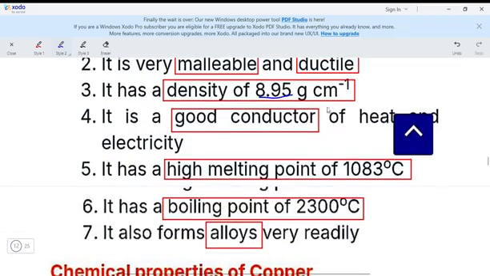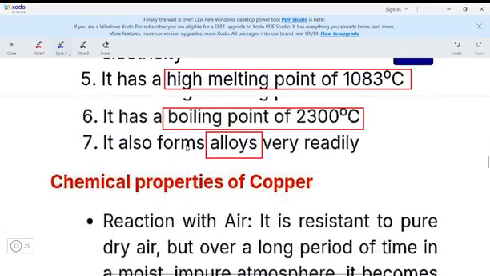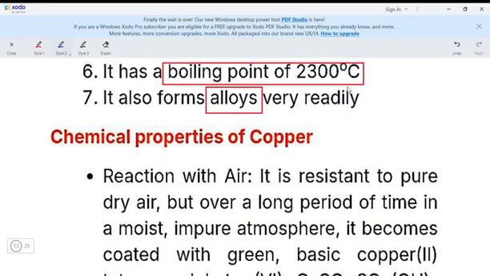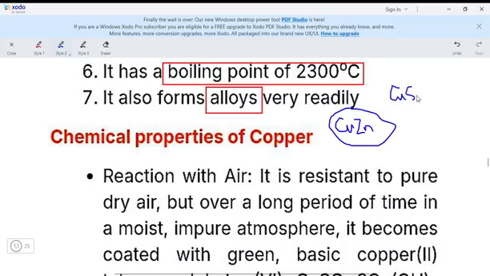It is a good conductor of heat and electricity, since it's a metal. It has a high melting point, meaning it takes a long time before it melts, 1083 degrees centigrade. It has a boiling point of 2300 degrees before it boils. Then it can form alloys. There are different alloys of copper, like brass, which is copper and zinc, that come together to make the metal harder. Also bronze, which is copper and tin, also to make it stronger.